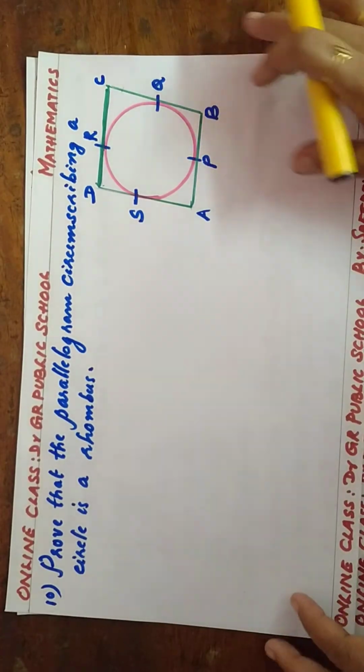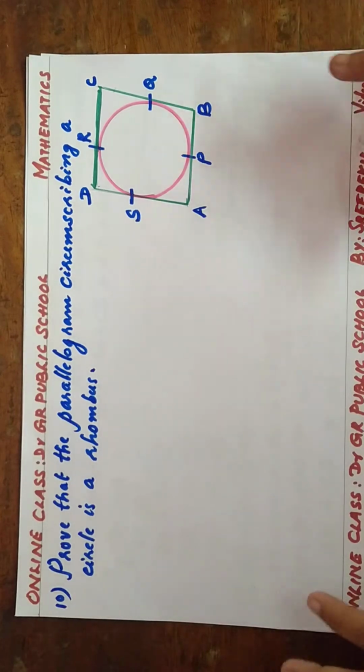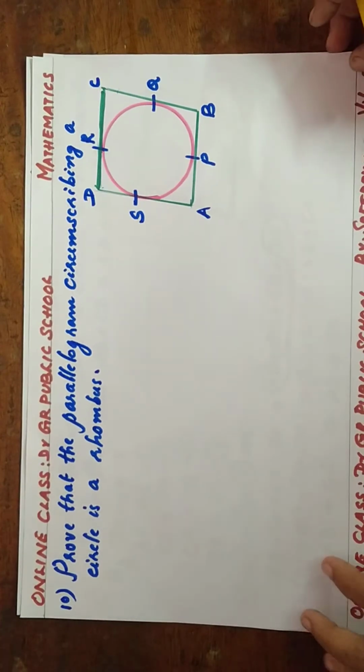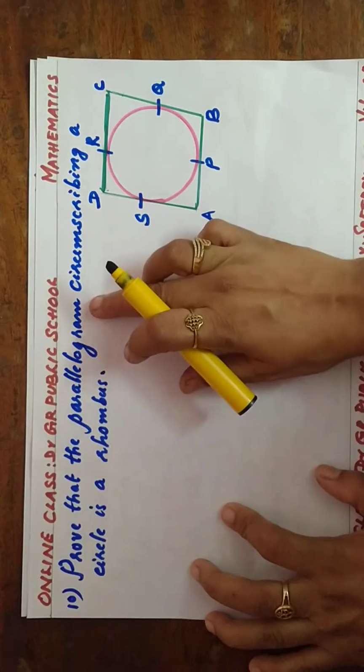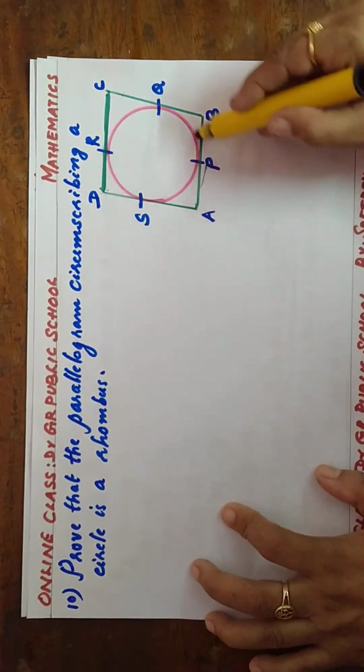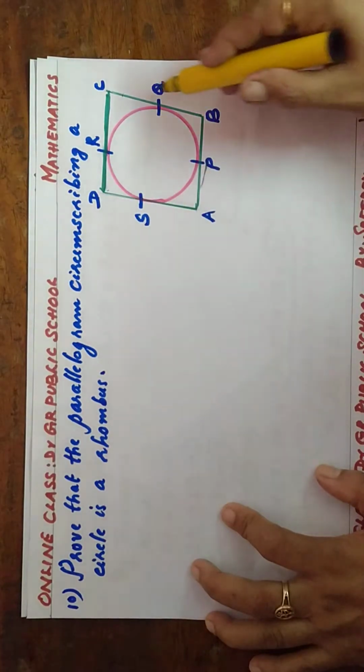Question number 10. But to prove this question, I will give only a hint for you. All of you listen here. I will give a hint only. You need to complete it. What is the question? Prove that a parallelogram circumscribing a circle is a rhombus.